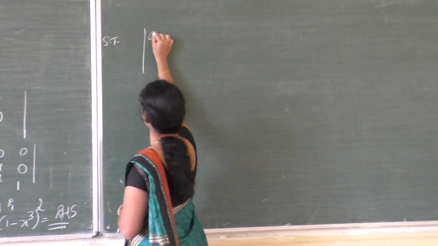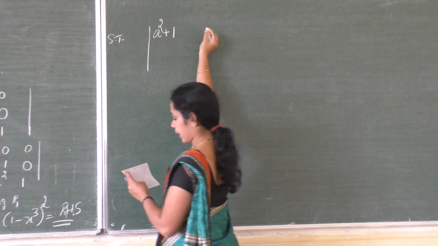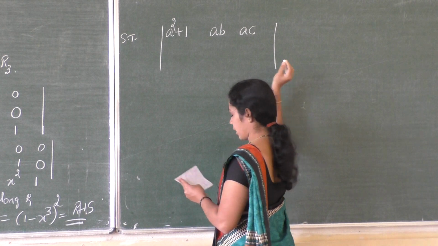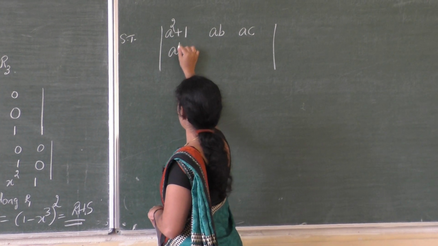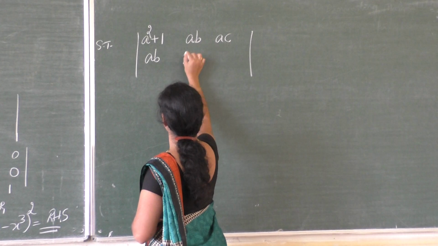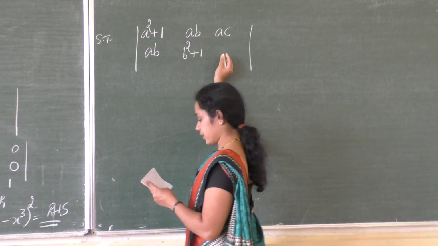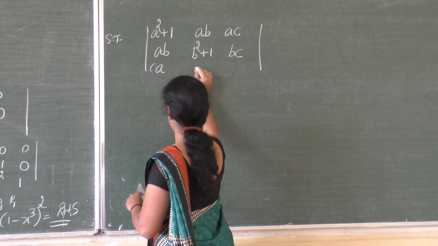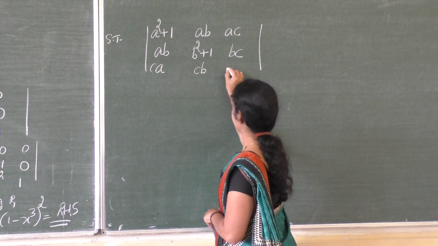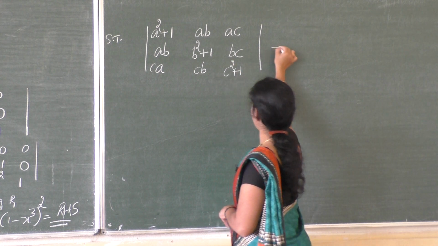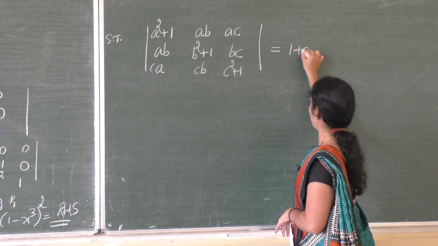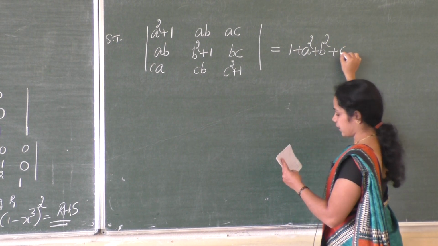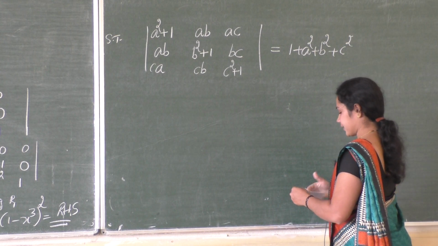Show that the determinant with rows (a square plus 1, ab, ac), (ab, b square plus 1, bc), (ca, cb, c square plus 1) is equal to 1 plus a square plus b square plus c square.